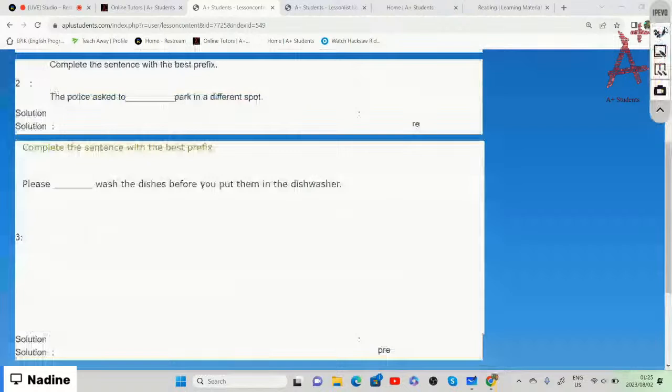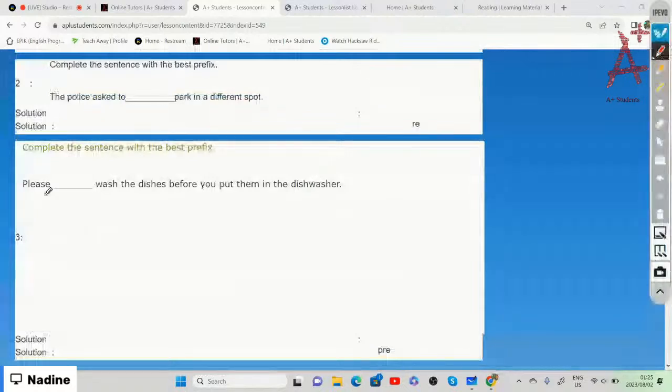So please pre-wash the dishes before you put them in the dishwasher. Before you put the dishes in the dishwasher, some people prefer to pre-wash it. It's like first washing or rinsing it off before you put it in the dishwasher. And that is pre, which is before, right? So pre means before. So please pre-wash the dishes before you put them in the dishwasher.